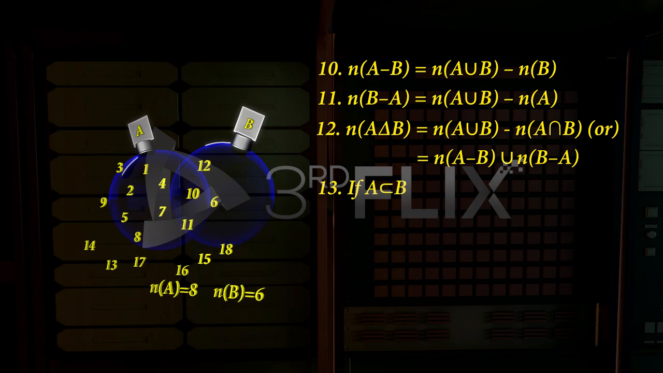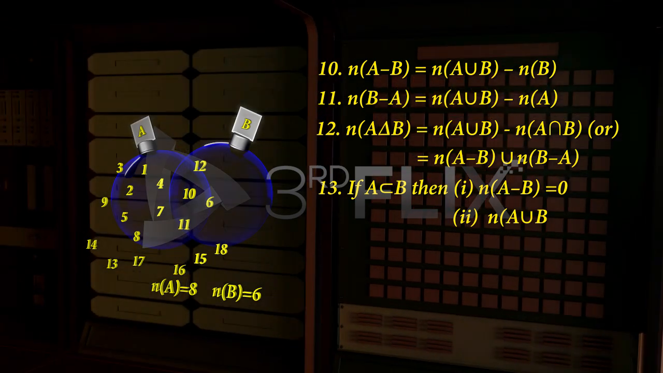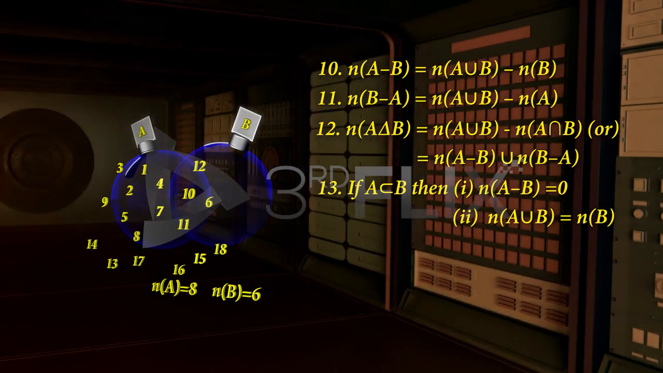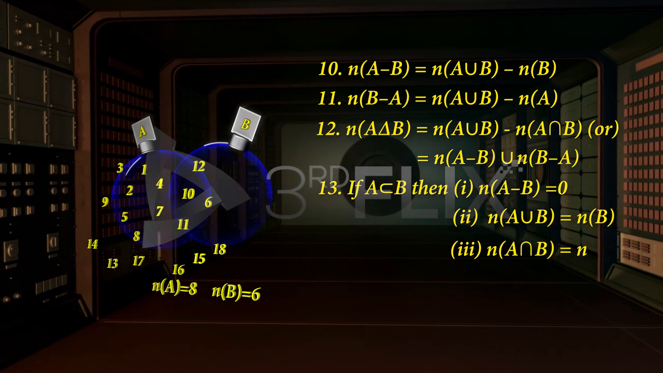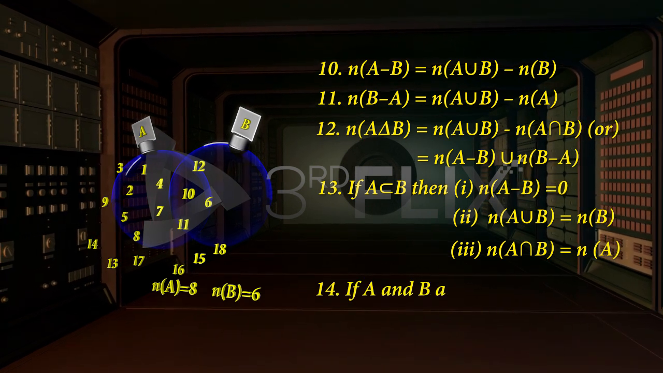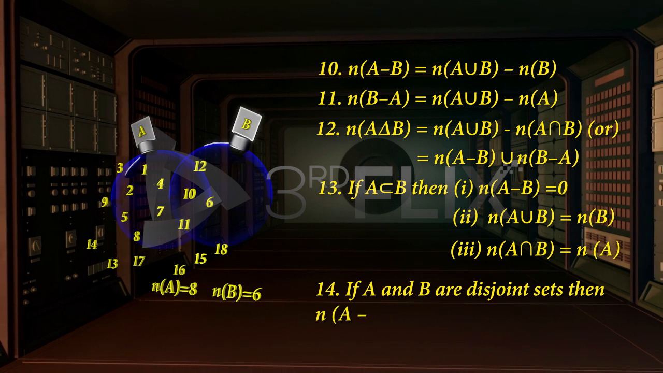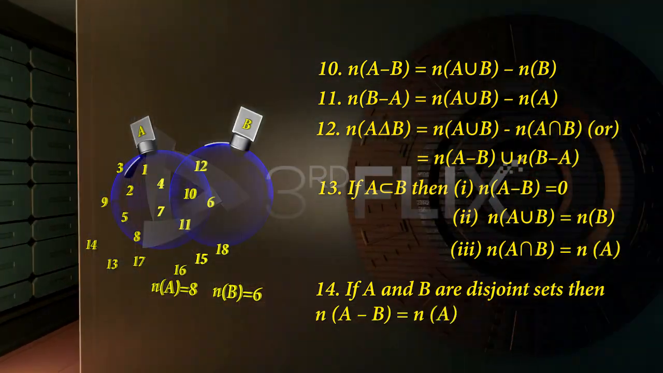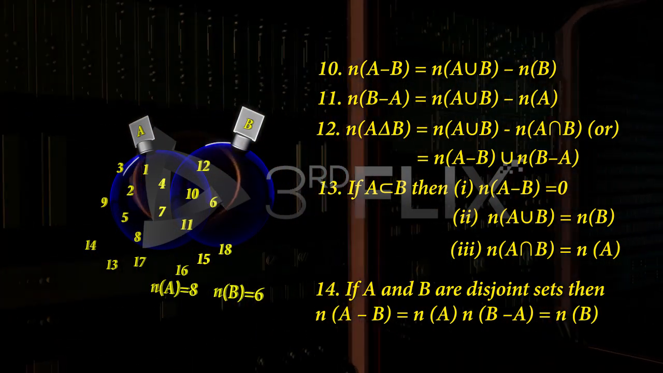If A is a proper subset of B, then n(A minus B) equals 0, n(A union B) equals n(B), and n(A intersection B) equals n(A). If A and B are disjoint sets, then n(A minus B) equals n(A), and n(B minus A) equals n(B).